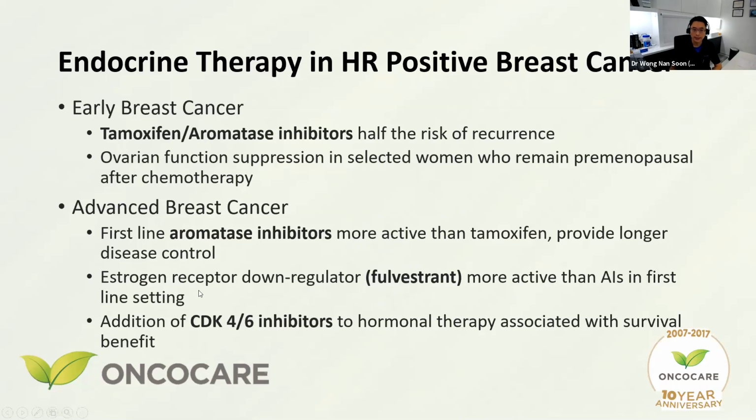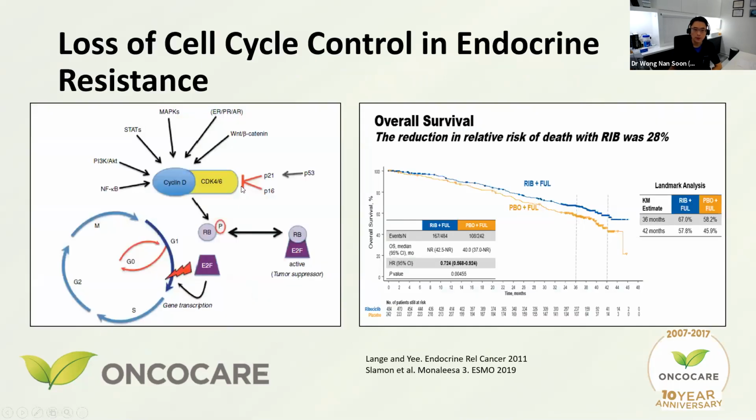And what has been really exciting in the field of endocrine therapy for advanced breast cancer has been the arrival of CDK4/6 inhibitors, which when combined with hormonal therapy has been shown to provide a survival benefit. So what are CDK4/6 inhibitors? We know that in tumor cells that have become insensitive to hormonal therapy, the cell cycle is dysregulated, and tumor cells continue to cycle and to divide and proliferate.